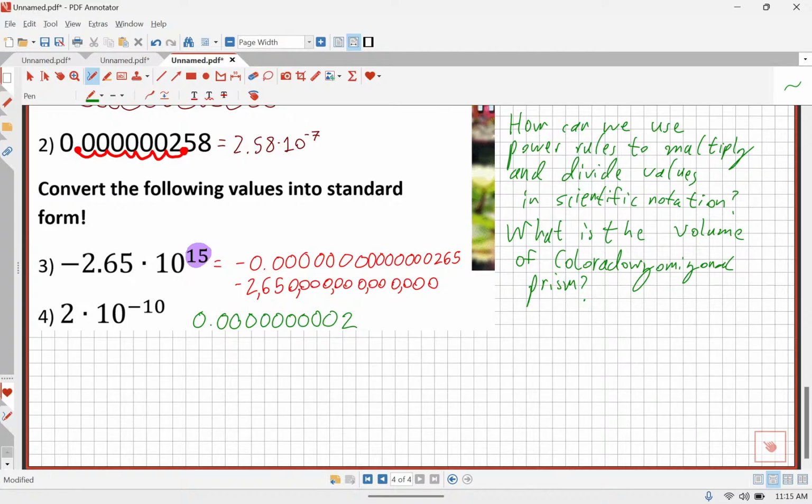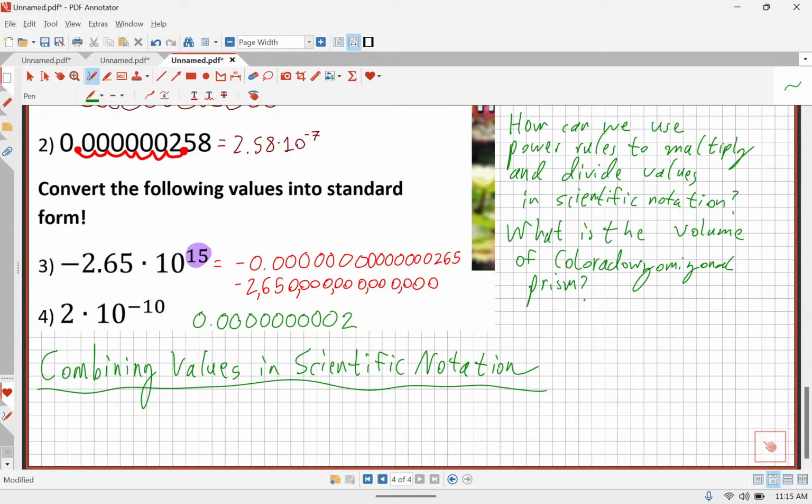Okay, let's see here, guys. Underneath all this, got a pencil? Absolutely. Combining values. Write this down. Combining values in scientific notation. That's our topic today. Go ahead and write that down in your notes.